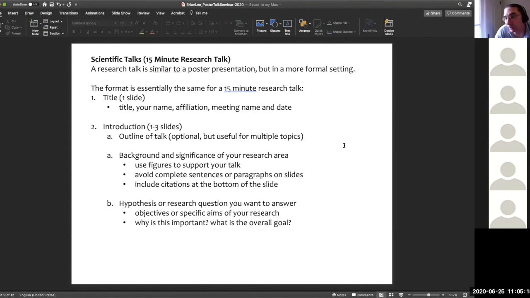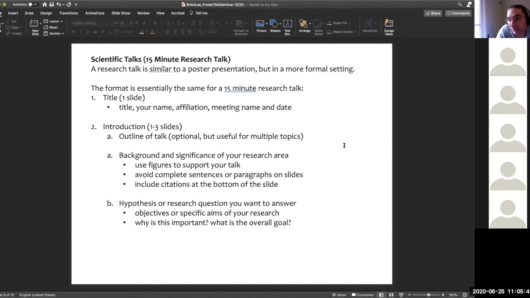On slides, avoid using complete sentences and whole paragraphs for presentations. You don't want your audience reading the slide. You want your audience to be looking at figures and maybe a few bullet points and then listening to what you're saying. So the slide should really highlight the presentation that you're trying to give.